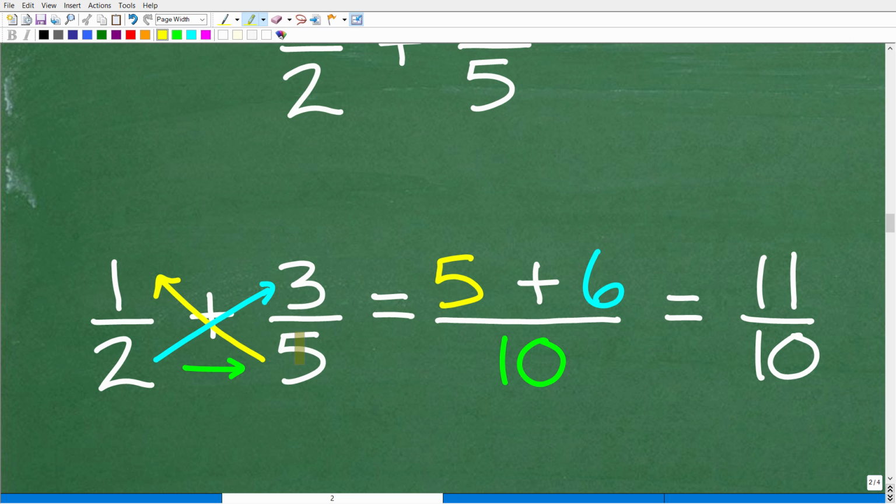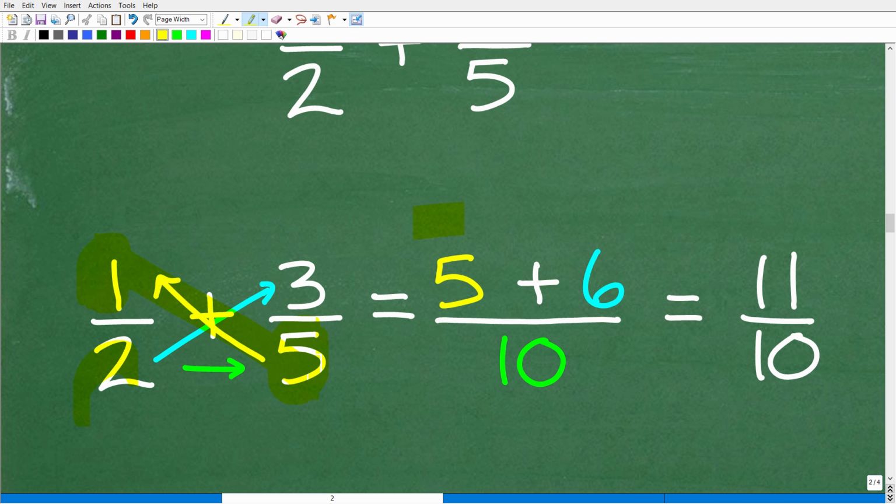All right, so what you're going to do is you're going to start with this denominator on the right. Okay, so in this case, it's 5, right? So you have two fractions here. So you're going to start with this denominator. You're going to multiply across this way. All right, so that's going to be 5 times 1. So it's going to be this denominator times this numerator. So 5 times 1 is what? That's 5.